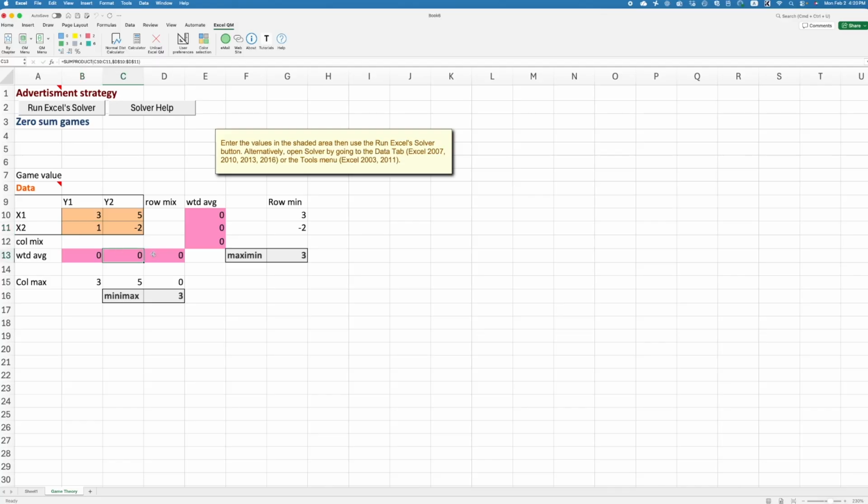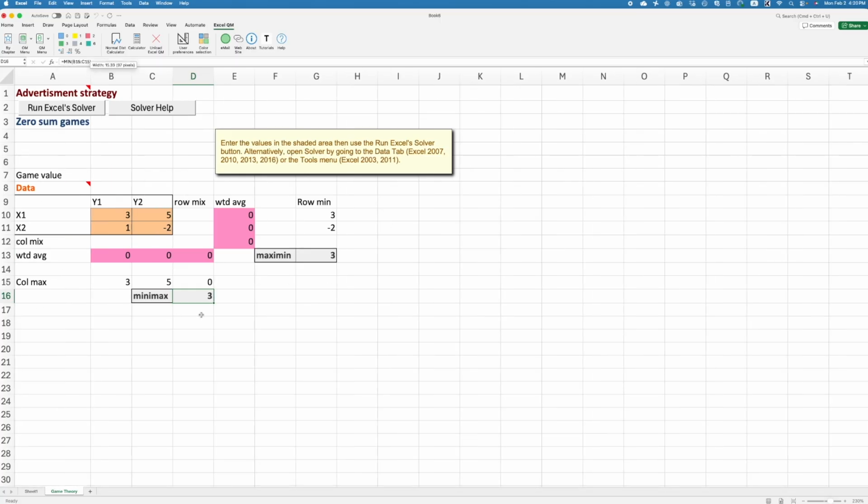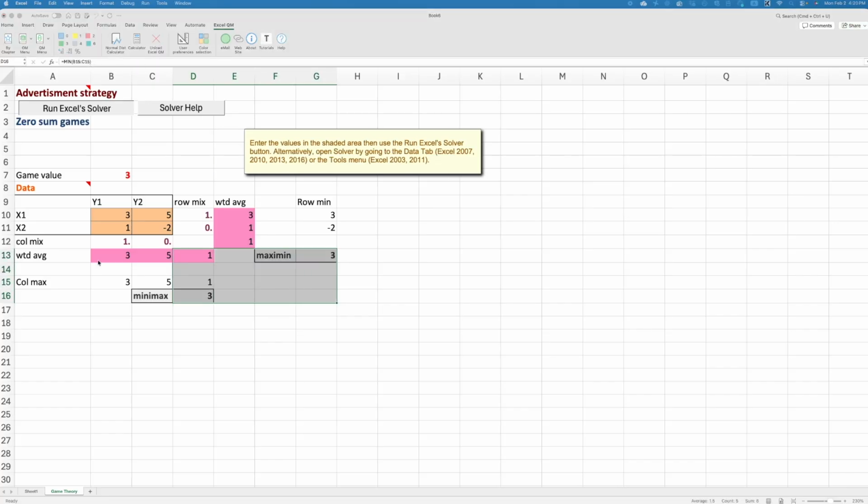Now you can see that the solution for maximin and the solution for minimax are both 3. So we have a saddle point. Basically, the game structure will give us the saddle point solution. If I run the Excel Solver, it gives me the value of the game. That's both the upper value and lower value when we have the saddle point and we have a pure strategy.